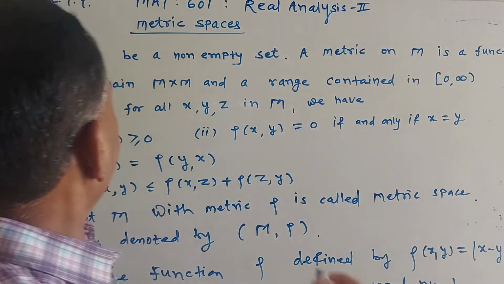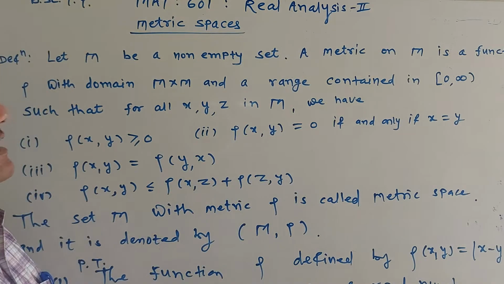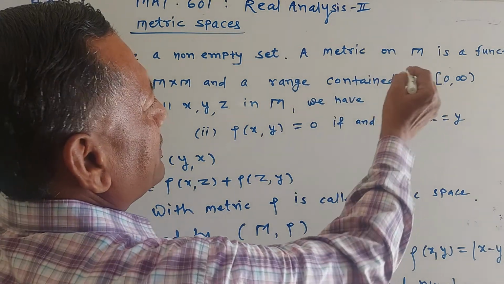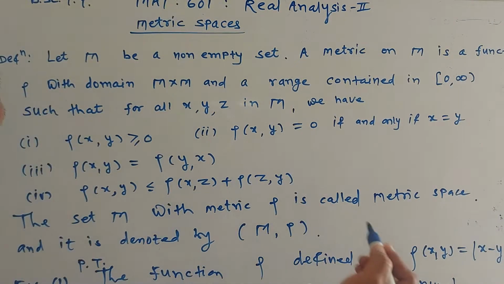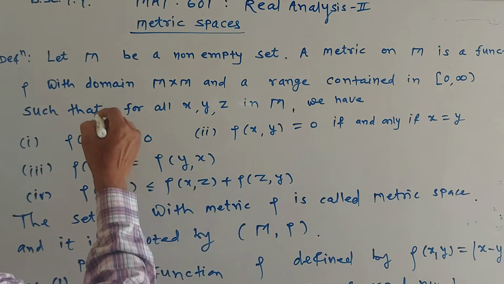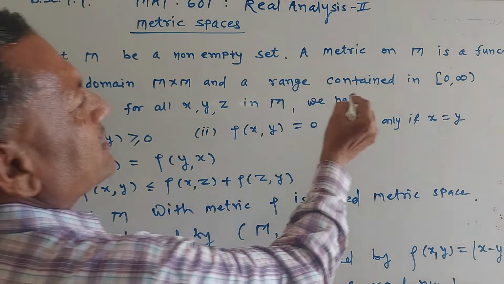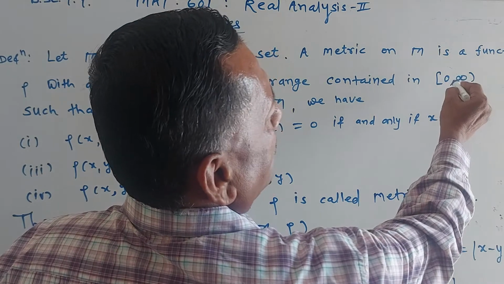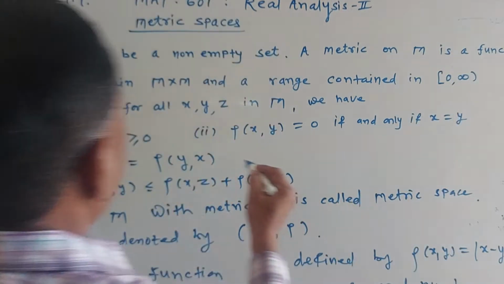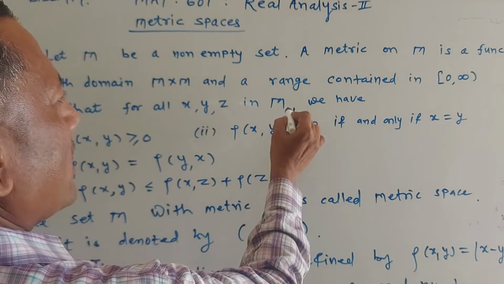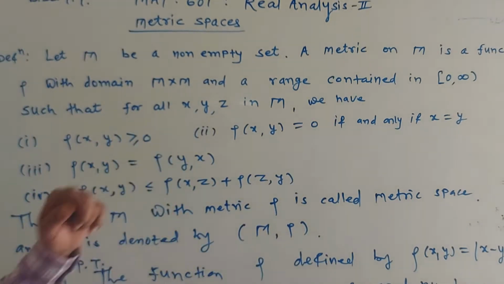The definition of a metric space: let M be a non-empty set. Instead of capital M, you can take capital X also. A metric on this non-empty set M is a function rho. Instead of rho, you can take D or another symbol also, with domain M Cartesian product M and a range contained in the semi-open interval [0, infinity), such that for all x, y, z in the non-empty set M, we have rho of xy is greater than or equal to 0.